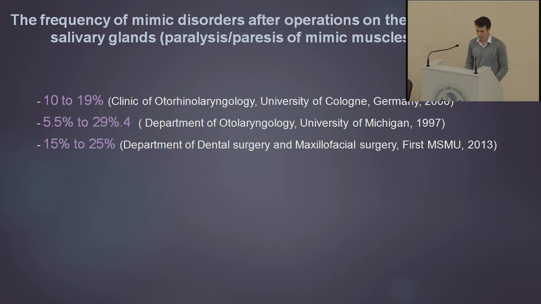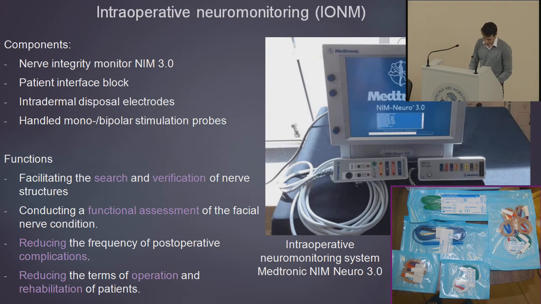Here you can see on the slide the frequency of mimic disorders according to different authors from all over the world. Therefore, in order to provide preservation of the facial nerve structures, there exists a system of intraoperative neuromonitoring. The system allows searching and verifying nerve structures, assessing the seventh facial nerve to reduce complications that usually appear, and reducing the duration of the operation and rehabilitation time. Also, it helps the surgeon to minimize the surgical approach.